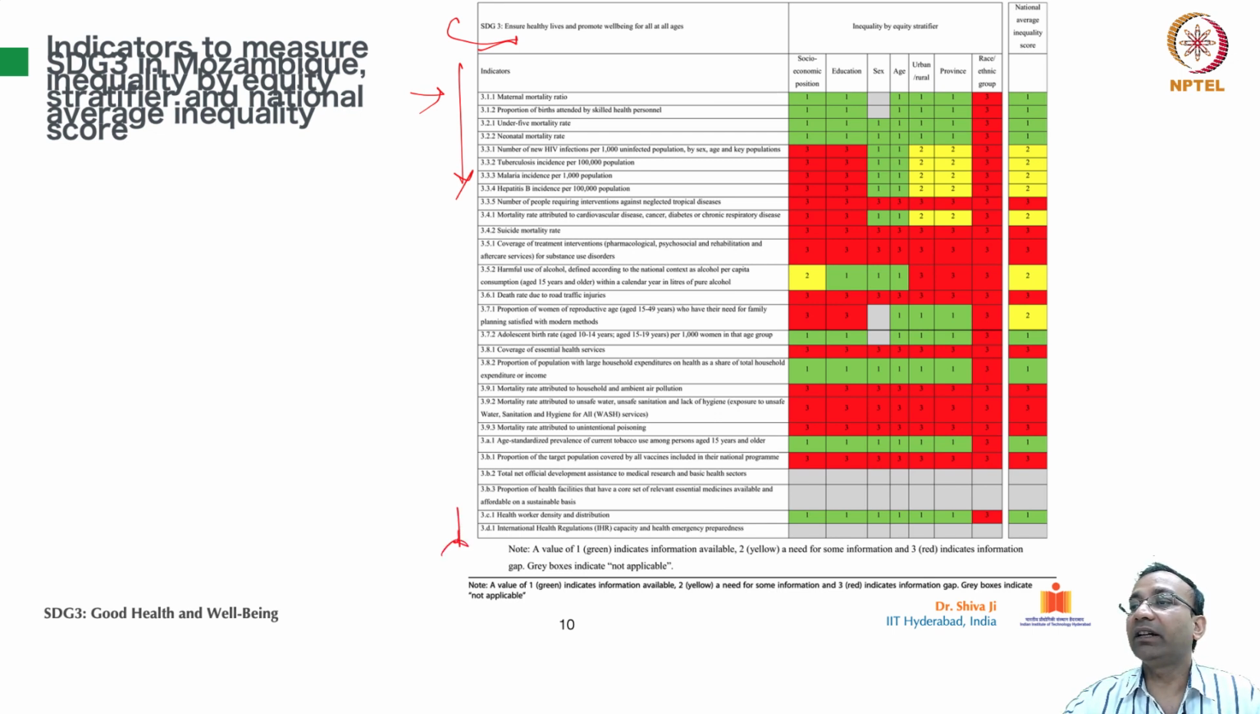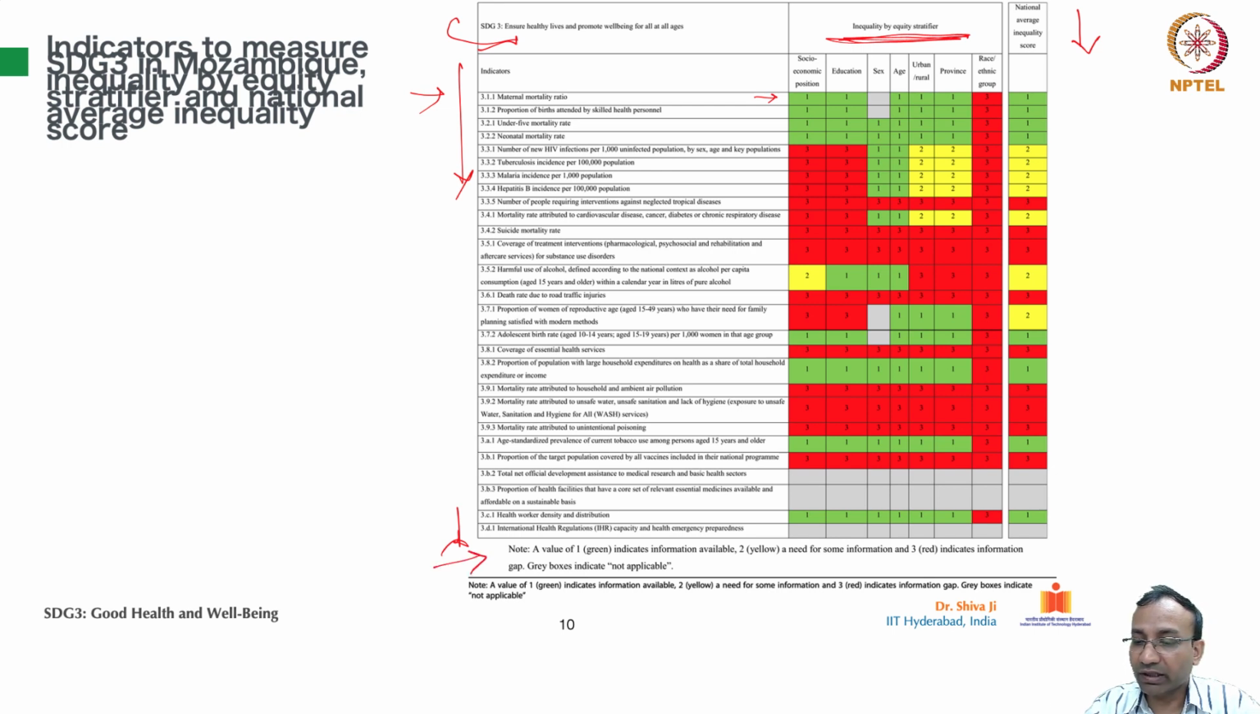And then we have the inequality by equity stratifier. That is like a parameter on which it is being measured. And then the national average inequality score. So with this it will be tallied. You can see maternal mortality ratio, socio-economic position. This has a green and 1.